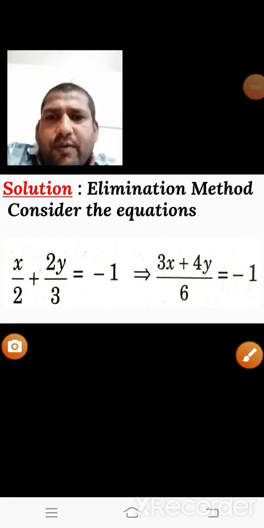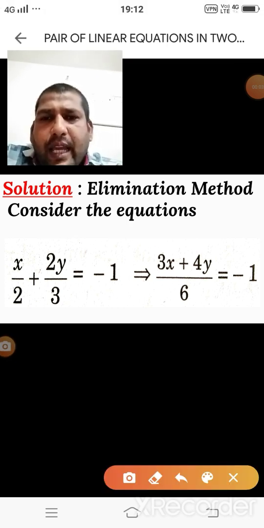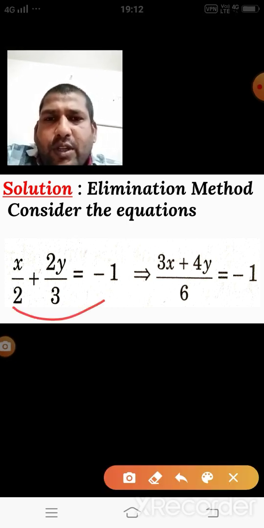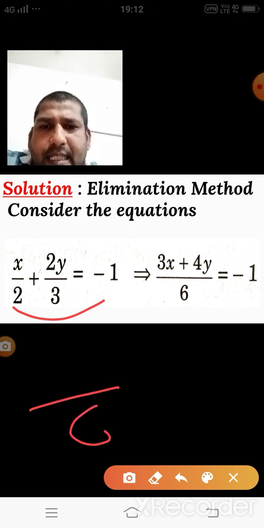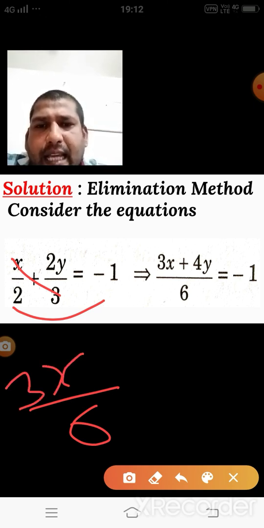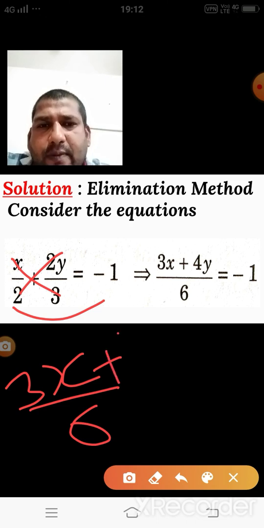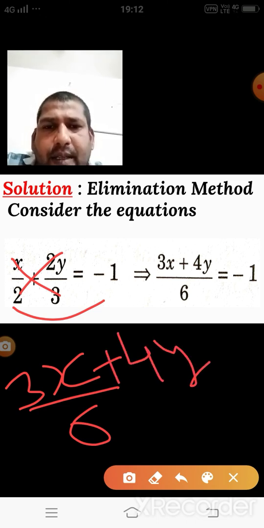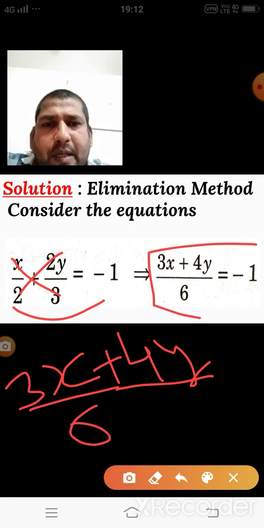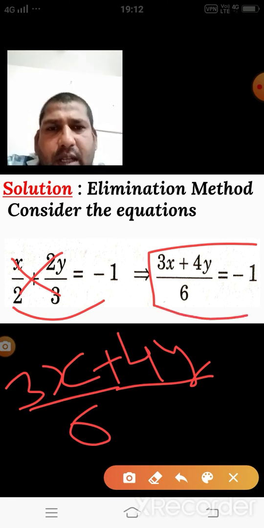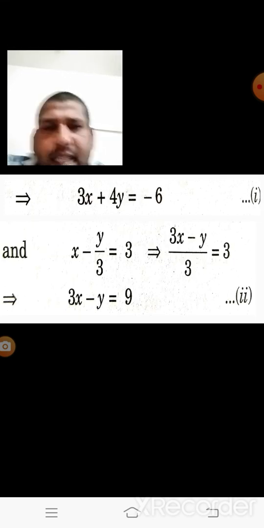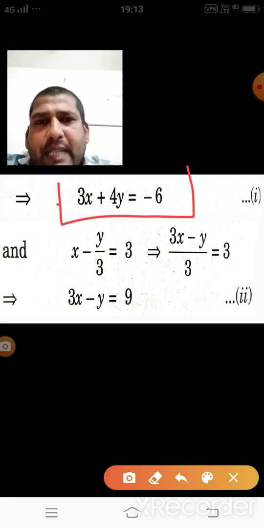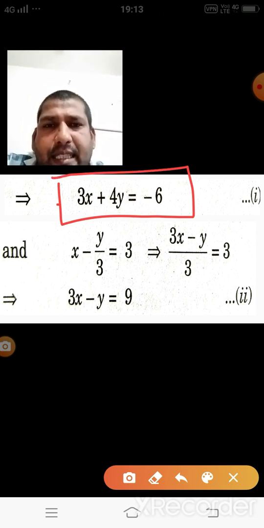The first equation is given to you here. If you take the LCM, we get 6, and we get 3 into x as 3x and 2 into 2y as 4y, meaning (3x plus 4y) upon 6 equal to -1. If you cross multiply, you get the first equation: 3x plus 4y equal to -6.